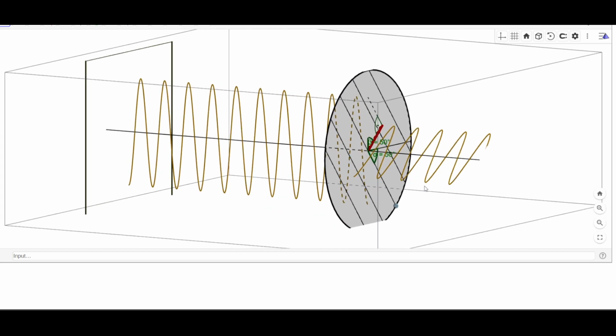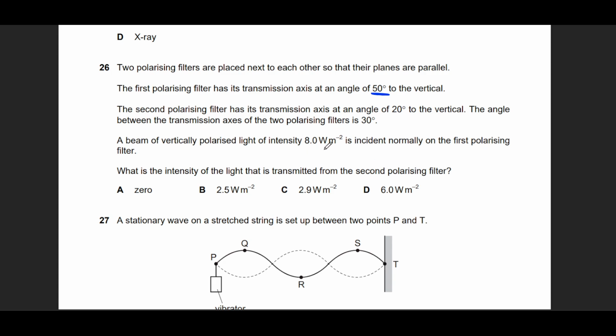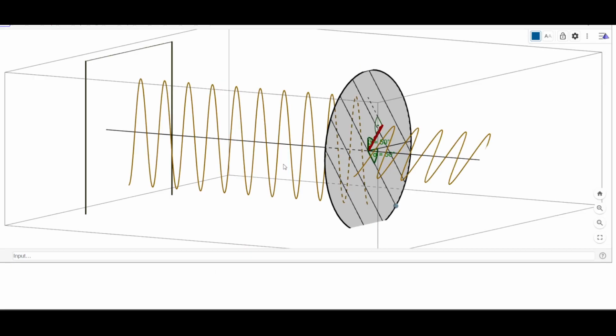Okay, so if I were to calculate the intensity before and after, let's look at the question first. So it says that we are introducing 8 watts per meter square, right? First, at the very first stage. Let's do that over here. Okay, so what is that? What's happening at this point? So before the filter, I'm introducing 8 watts per meter square. And after the filter, passing through the 50 degree change, what's the intensity?